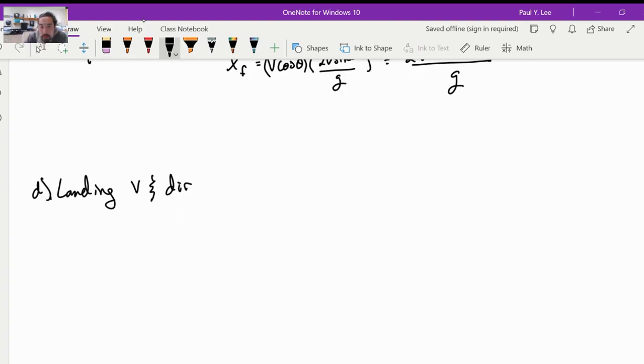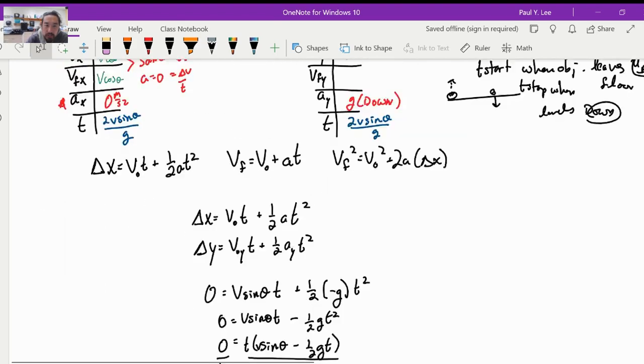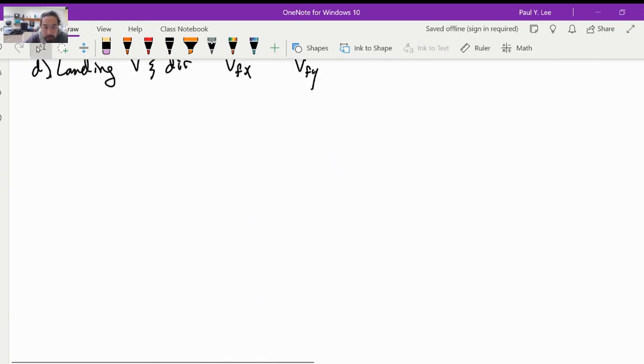For the landing velocity, there are two things that you need. You need v final x, which we already have, and v final y. I guess we should update our table because we found the range: 2v squared sine theta cosine theta over g. So if you notice here, we basically have everything in the x table filled out, and the only thing that we have left is to find vfy. So let's find that first, because we need your final y velocity in order to find your landing speed.